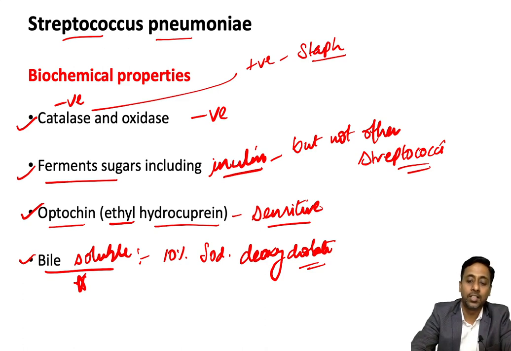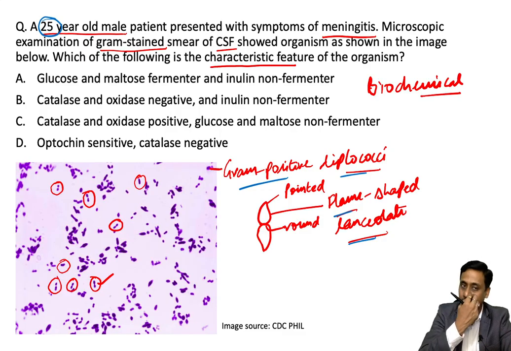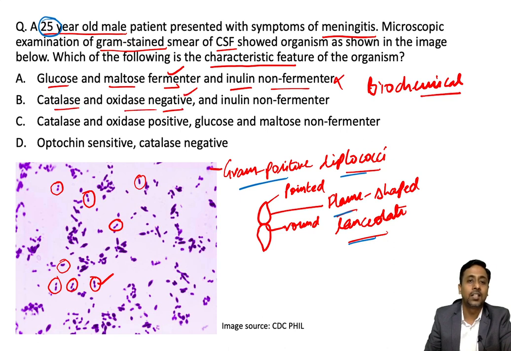So now let's see whether we can solve the question or not. Glucose and maltose fermenter. Also, as I said, it ferments almost all the sugars including inulin. So glucose and maltose fermenter, this is correct. And non-inulin fermenter, this is incorrect, because it is an inulin fermenter. Catalase and oxidase negative, this is correct, but inulin non-fermenter, again this is incorrect.